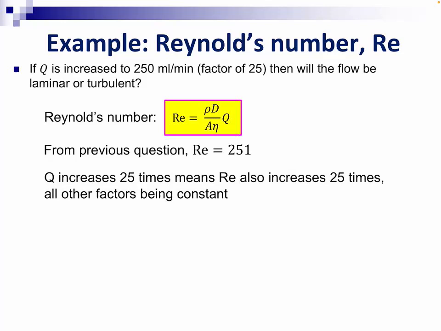Increasing the Reynolds number by a factor of 25 means you multiply the original one by the factor of increase. So in this case, will the flow still be laminar or will it be turbulent now? Turbulent, because its Reynolds number is more than 3,000. So that's essentially how you apply the Reynolds number. Maybe it's not as scary as it looks.